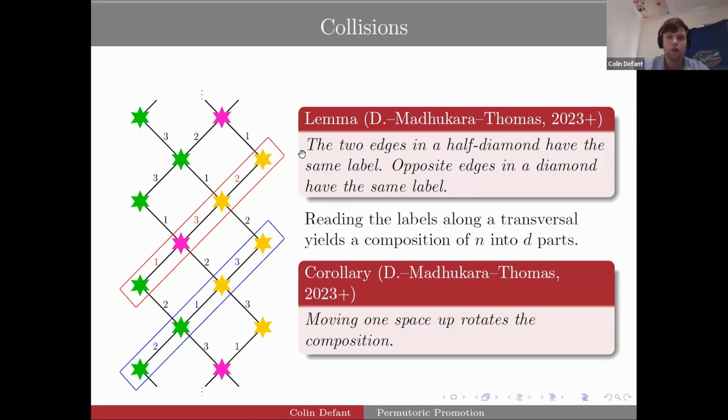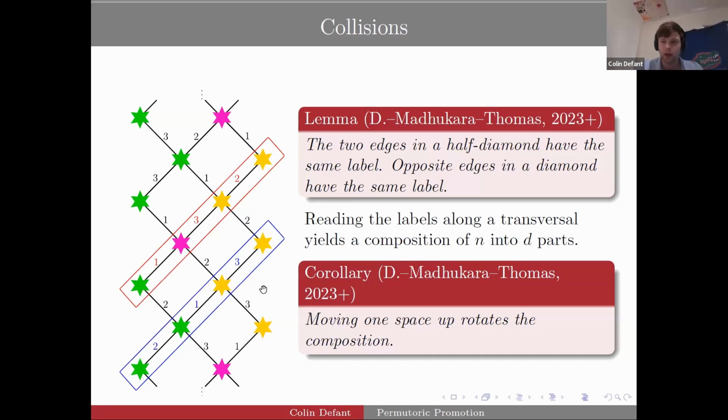And if you use this key lemma that I mentioned, then you can show that when you go up one transversal, like if I go from the blue transversal up to the red transversal, then the associated composition just gets rotated one step to the left. So here I have 2, 1, 3, but if I go up, it gets rotated to 1, 3, 2. If I go up again, I would get 3, 2, 1. If I went up again, it would get rotated back to 2, 1, 3, and so on.